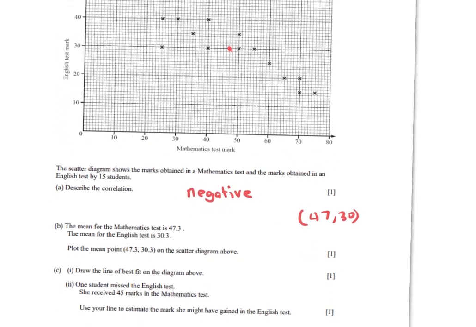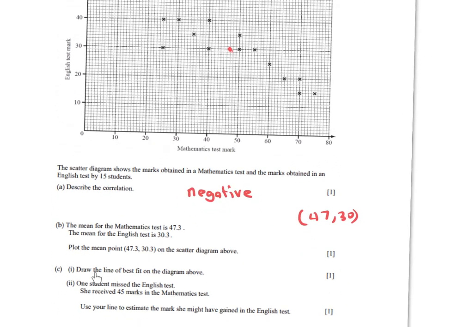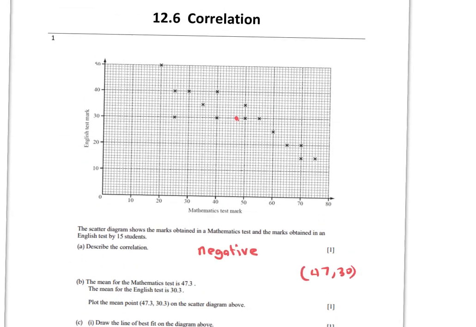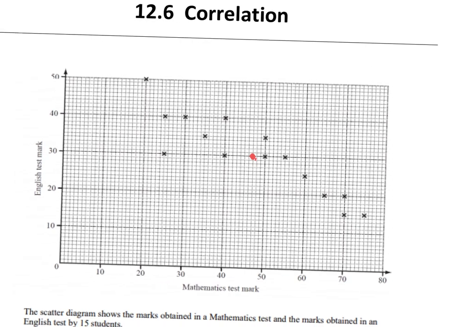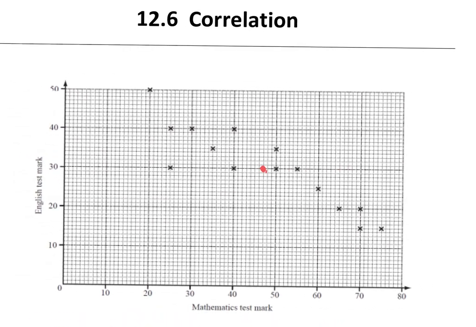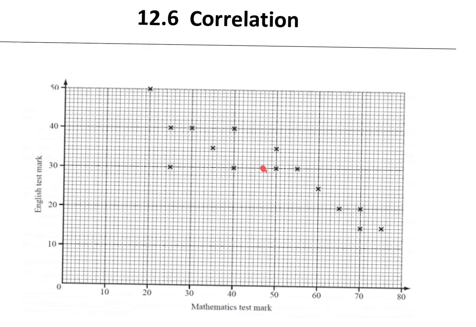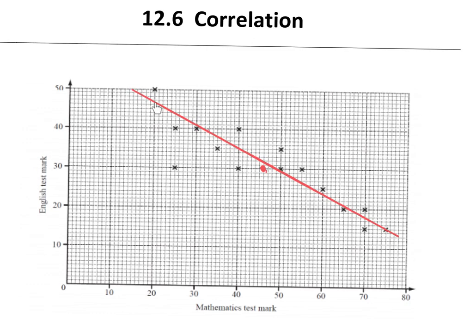Now next question. Draw the line of best fit on the diagram above. Use a ruler; a transparent ruler is better. This is the line of best fit. We have 7 points above the line and 8 points below the line.